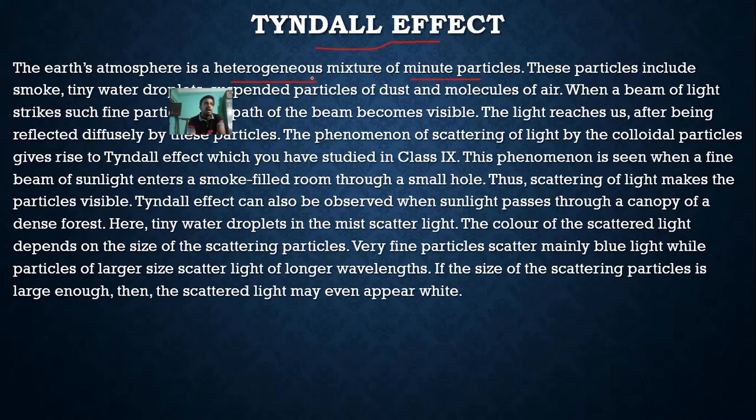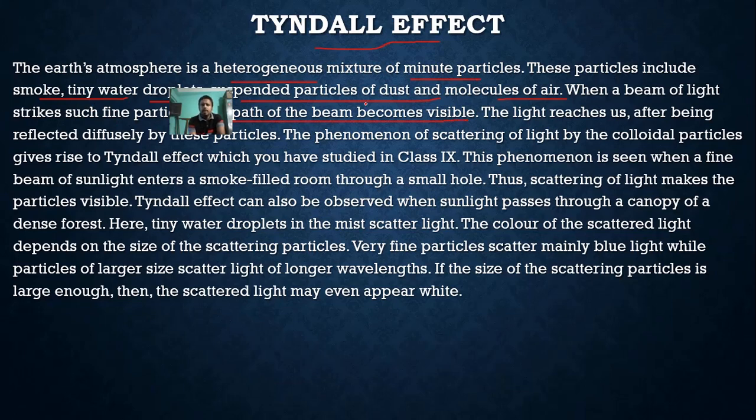Homogeneous mixture means the particles would be the same, mixed so that they form the same structure. The Earth's atmosphere is a heterogeneous mixture. These particles include smoke, tiny water droplets, suspended particles of dust, and molecules of air. When a beam of light strikes such fine particles, the path of the beam becomes visible.